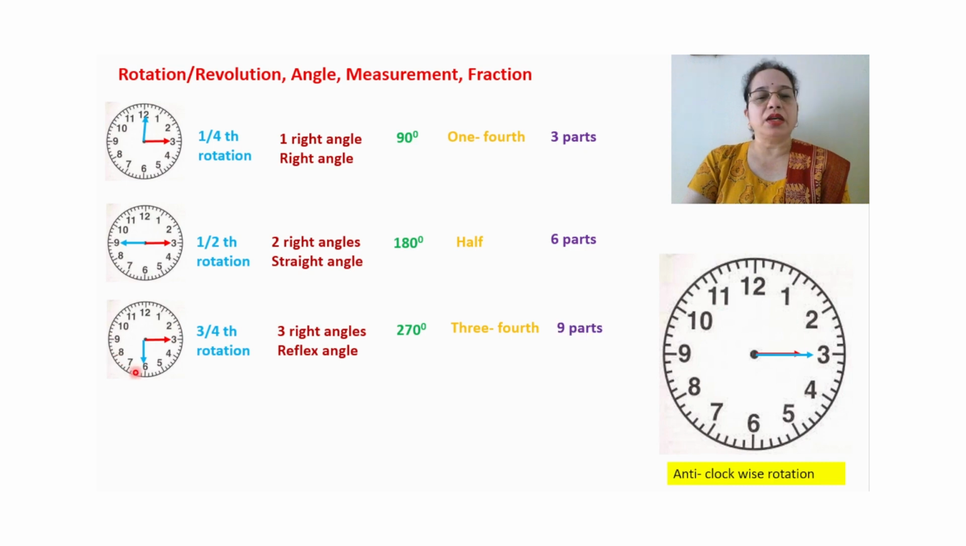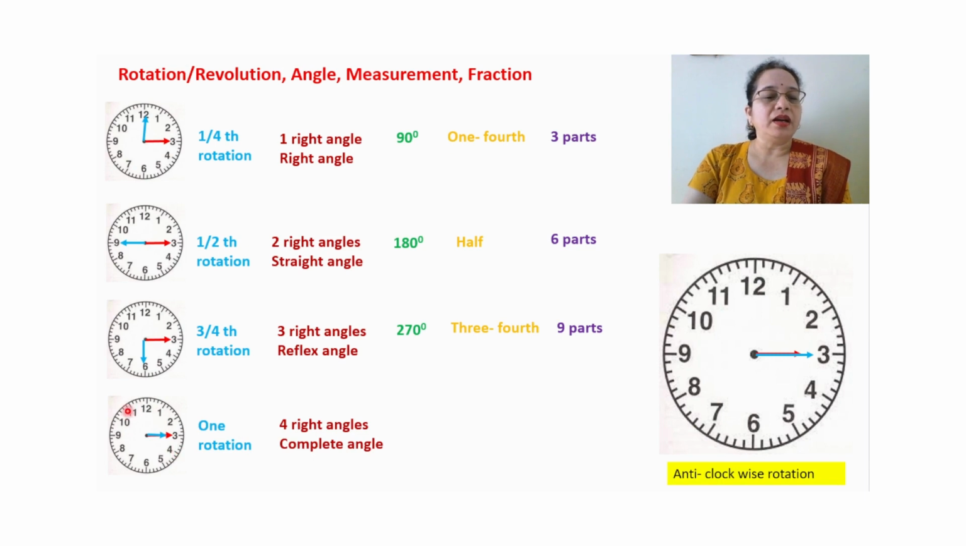Another figure, this blue color arm, we started from 3 and again we have come back to 3. So one complete rotation is over. How many right angles are there? 1, 2, 3 and 4 right angles are there, and the angle is a complete angle. One complete rotation is over. So what is the measurement of a complete angle? 360°, and here we will write one rotation is over.